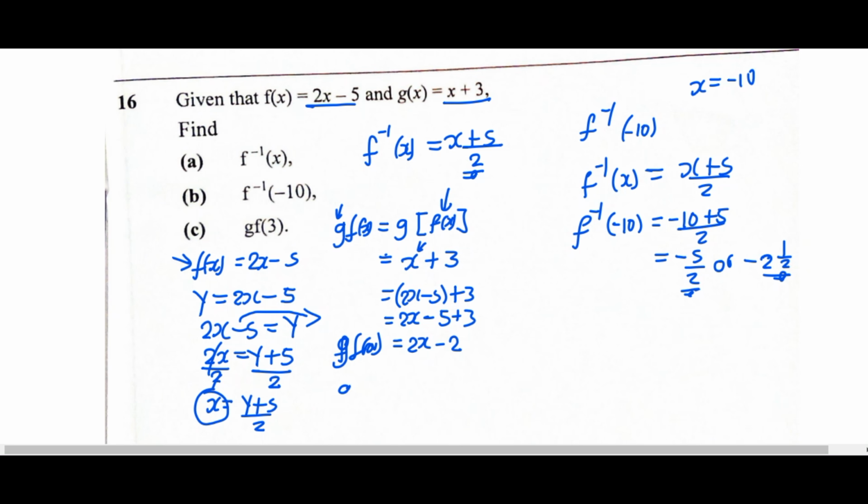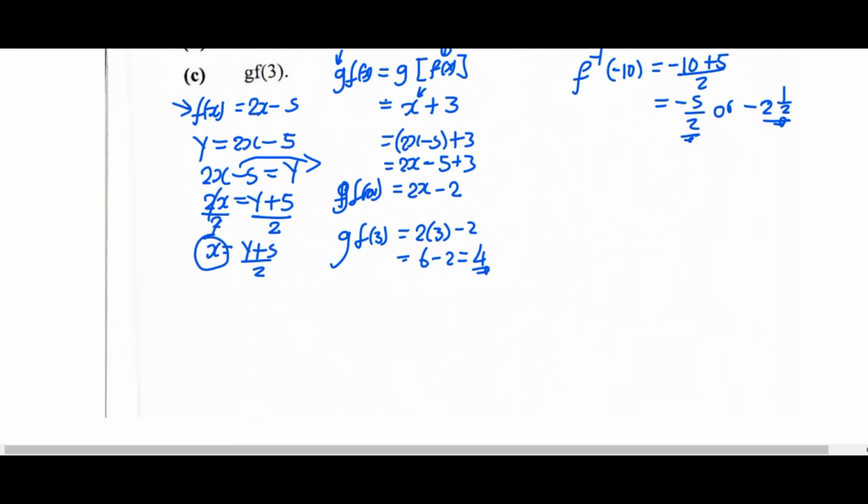Now what is our g of f of 3? So now this time where there is x, we put 3. So this will give us a numerical value, 2 times 3, 6 minus 2, which is giving us 4.